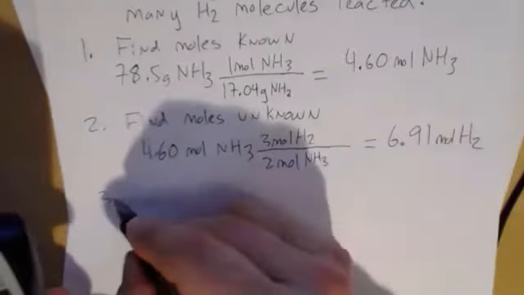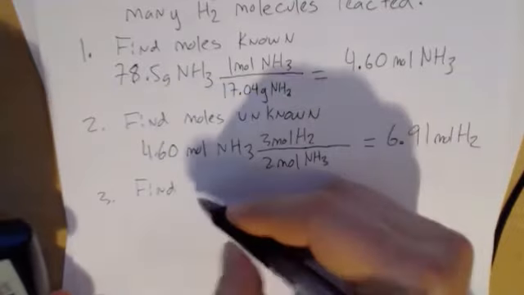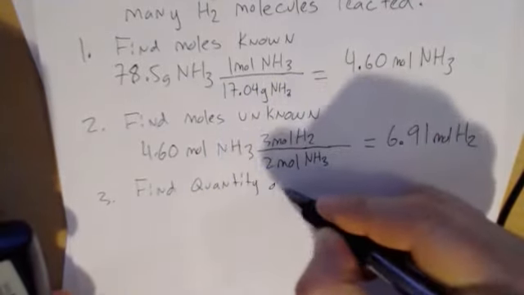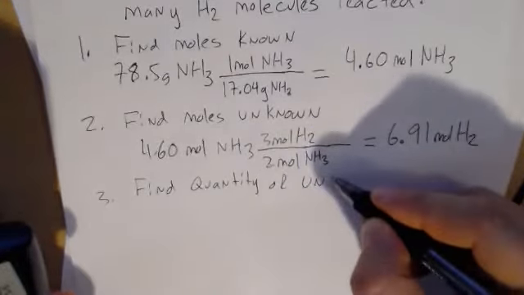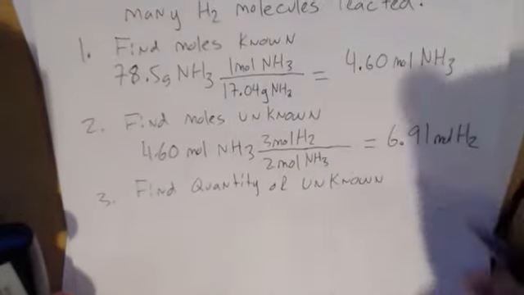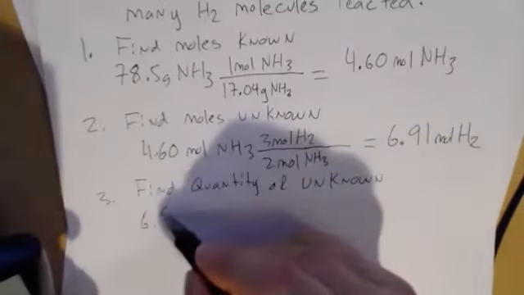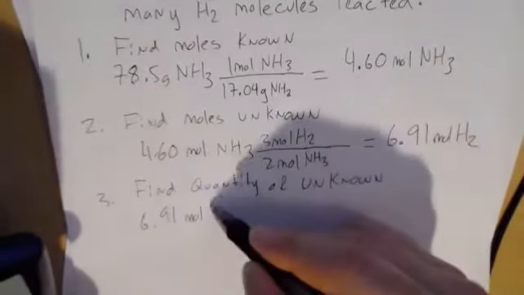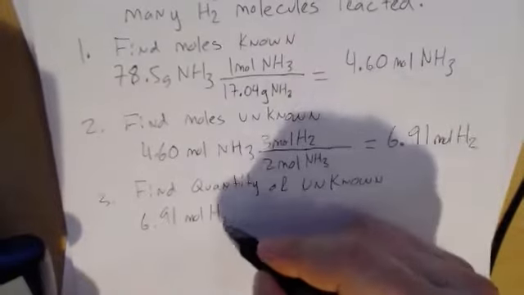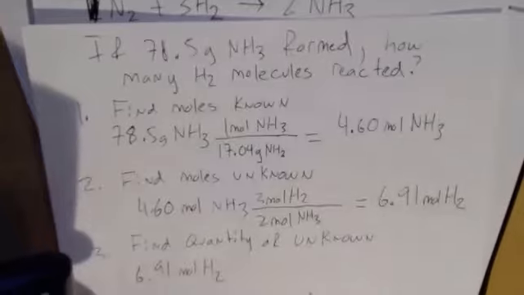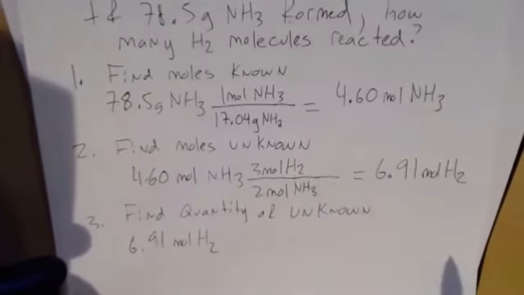Step 3, find quantity of unknown. So I'm going to use this answer here. 6.91 moles of hydrogen. I'm going to use the unrounded value in my calculator again. I want to find particles, molecules. How can I find molecules? What have I got to do?